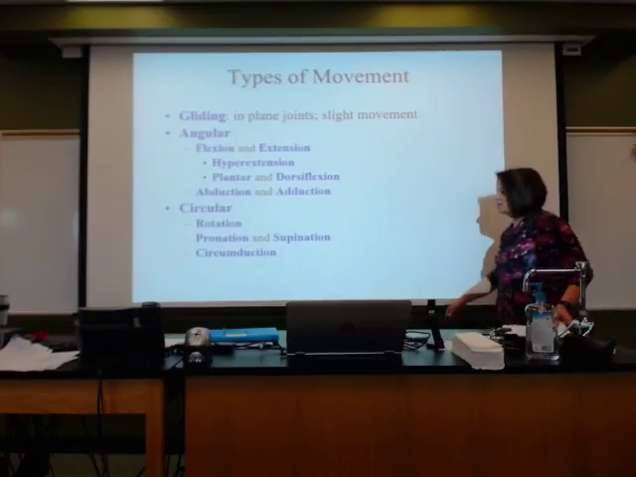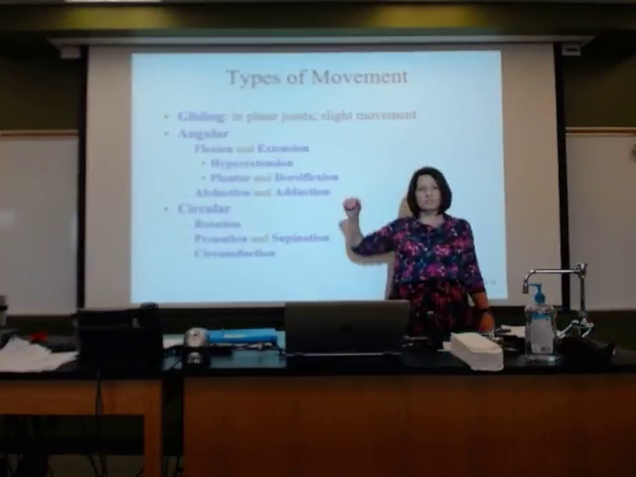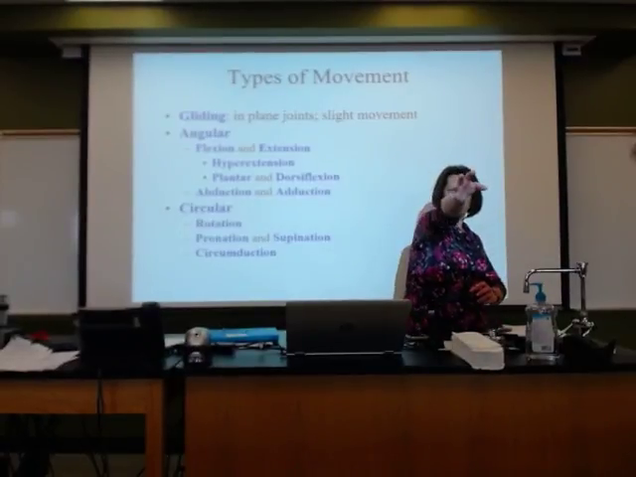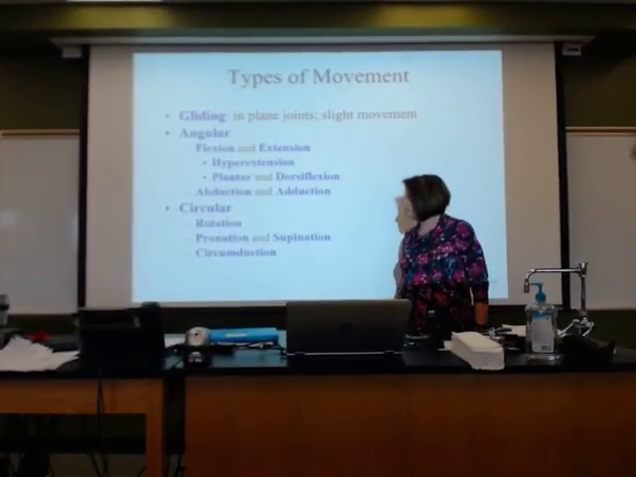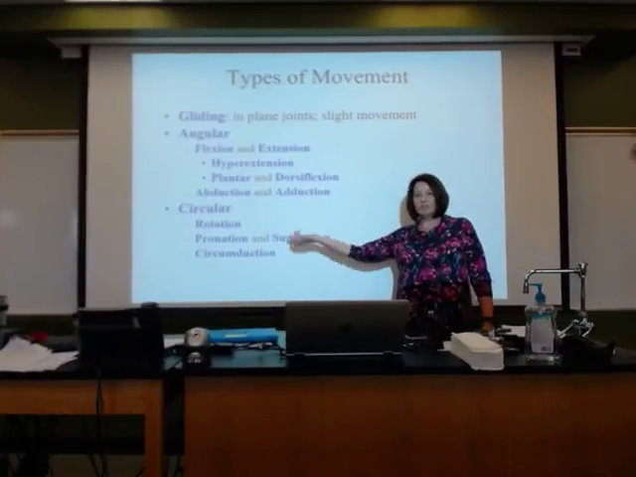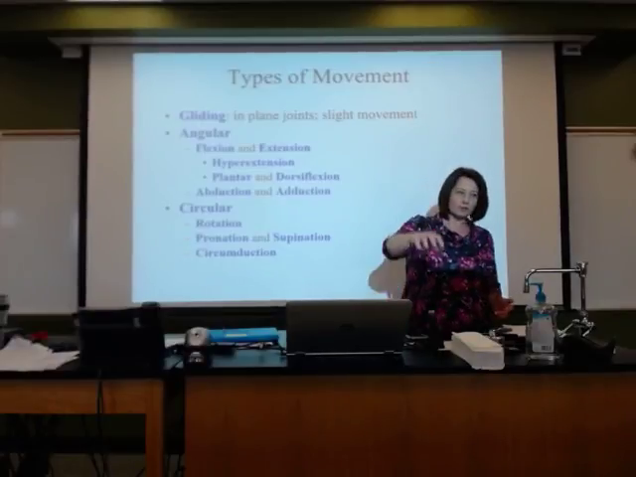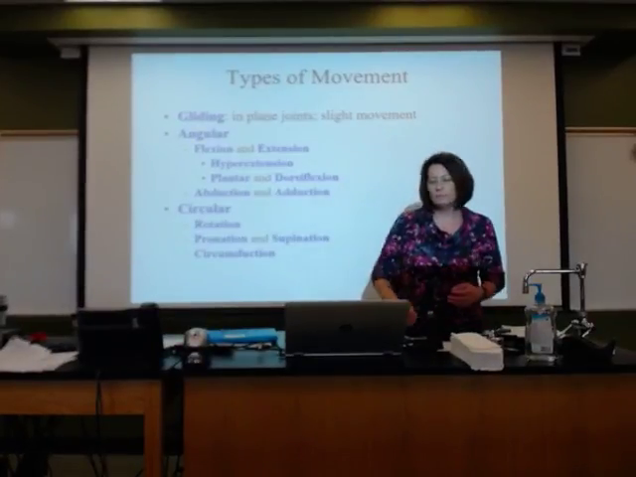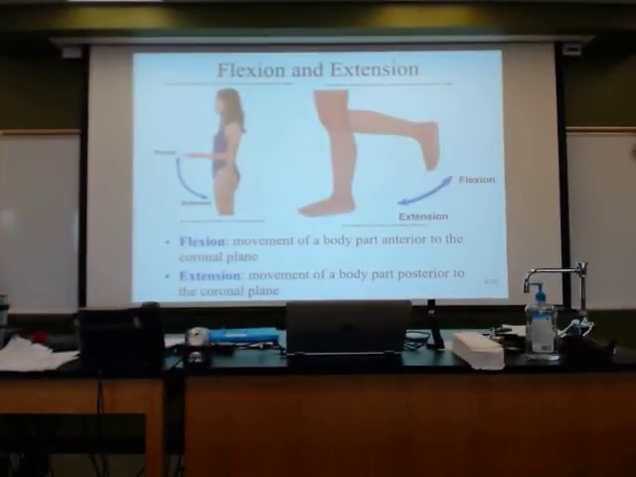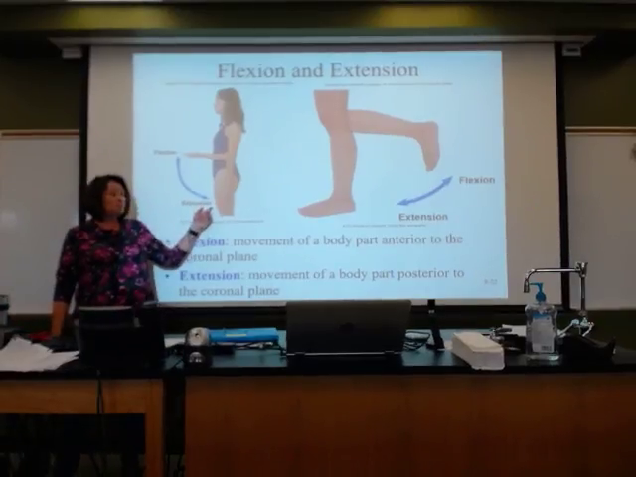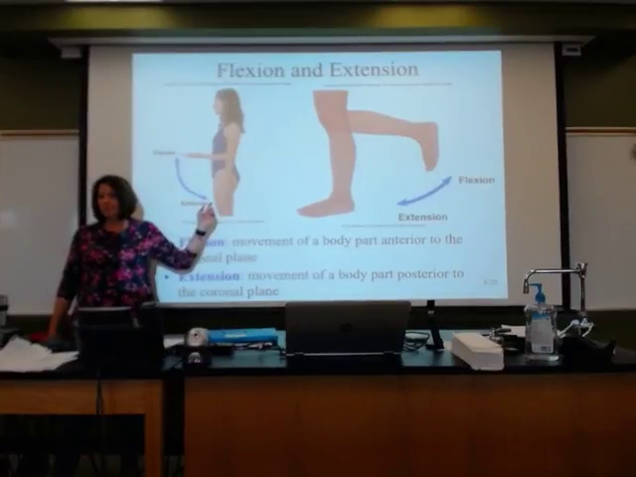Some other movements that we get. Rotation. Okay. We get that kind of movement. The pronation, supination that we have. Circumduction. I should have done that one. At that point, you know, like throwing a baseball, football, that sort of thing. Some other types of movement. Well, looking at those types of movement. Flexion, extension. Flexion, extension. Basically, away from the body, back to the body. Okay?